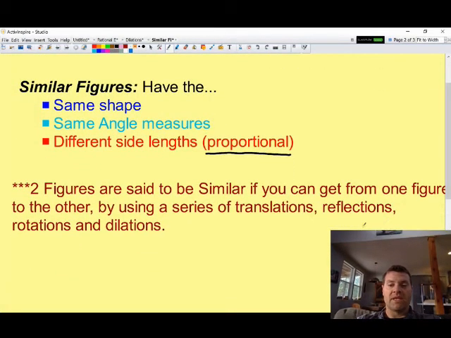And last but not least, 2 figures are said to be similar if you can go from one to the other by using a series of translations, reflections, rotations, and dilations. So you know that one is similar to the other one if you can figure out that all we did was translate this and then reflected it and then rotated it and then dilated it. If you know that we can get from one to the other by using any one of those four, then you know that the figures are going to be similar.